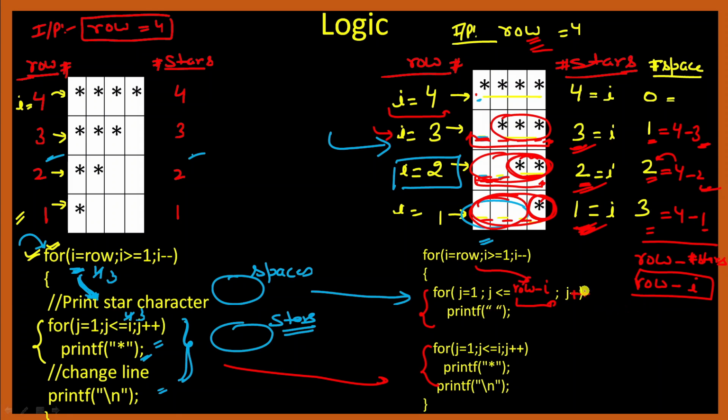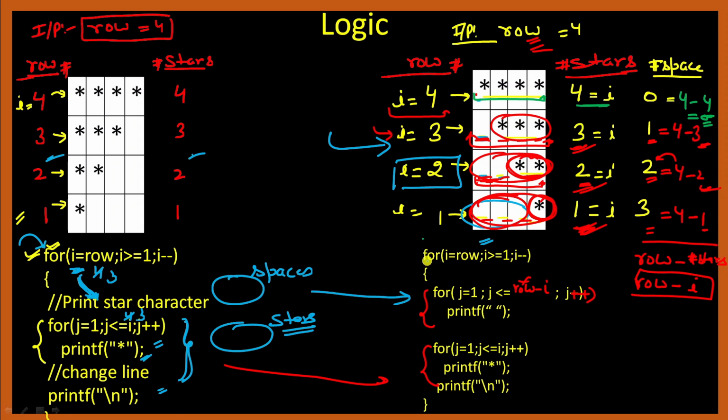Okay, and here I have to use j++, sorry. The same way here also you can see row minus i. Row is 4, i is 4. So total places are occupied by these stars only. So 4 minus 4 equal to 0, 0 spaces, right?